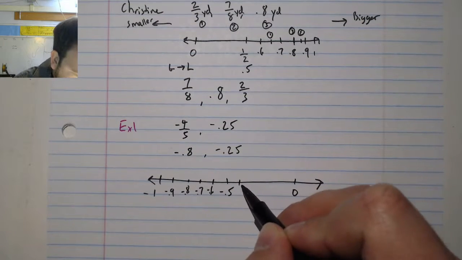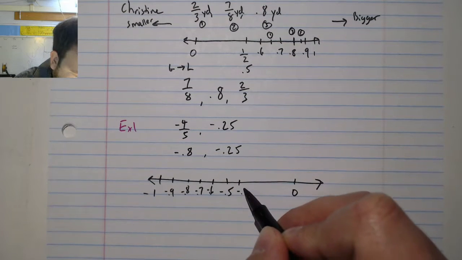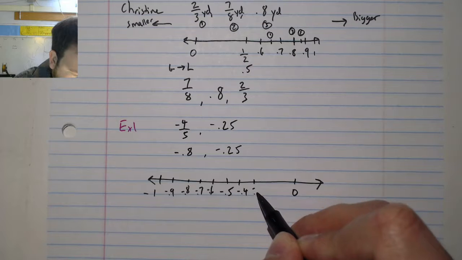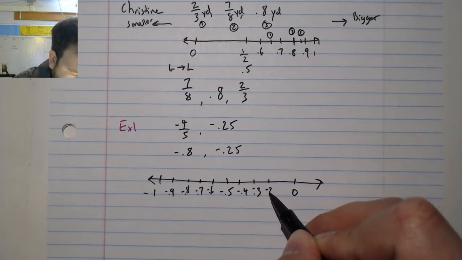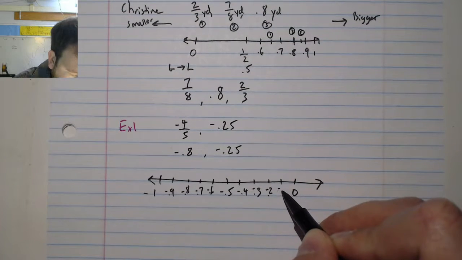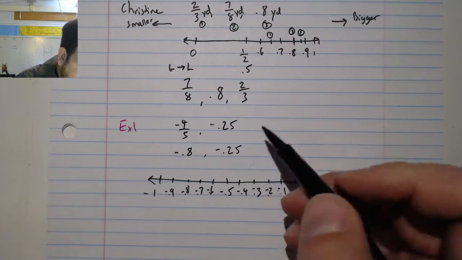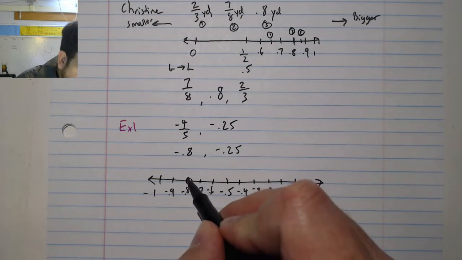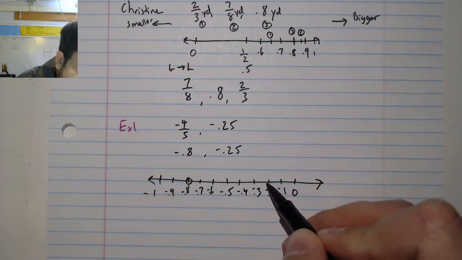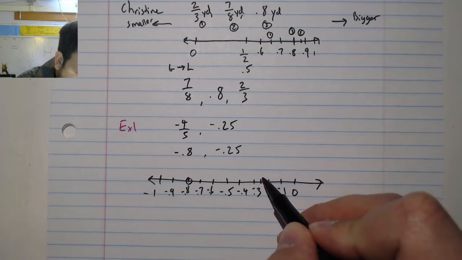This is a time-consuming number line making. -0.9, -0.4, -0.3, -0.2, and -0.1. So -0.8 I've got right here, and -0.25 I've got right here.